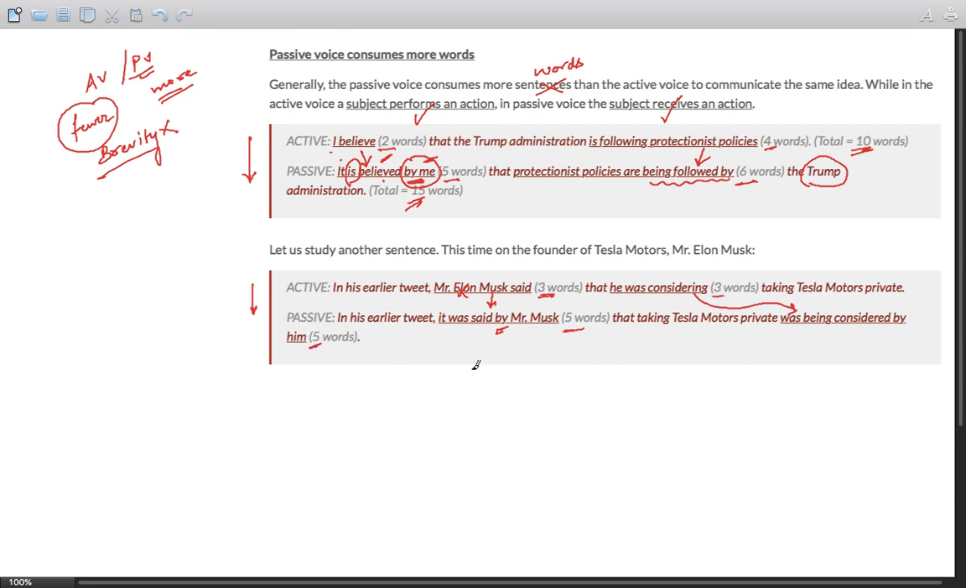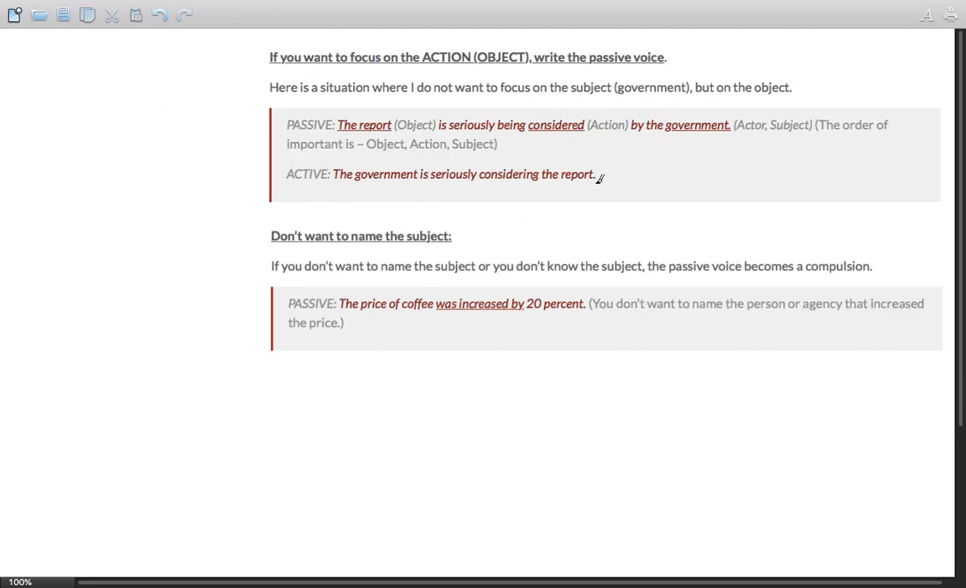So the number of words is increasing, and that's precisely the reason that if the message stays the same, you need not move from active voice to passive voice. In general, we use active voice, but there are situations in which passive voice cannot be avoided. What are those situations? Now here are 2 situations. Firstly, if you want to focus on the action, the object, then you should use passive voice.